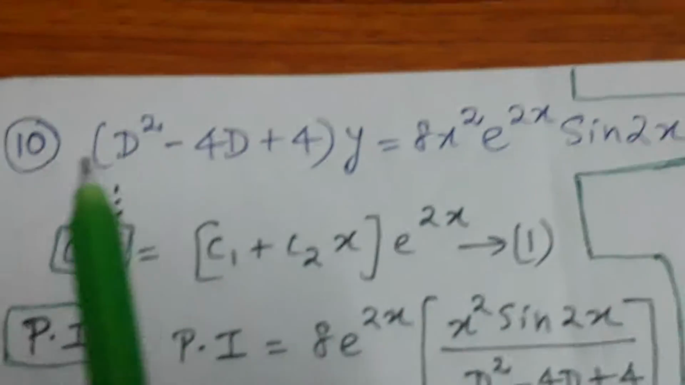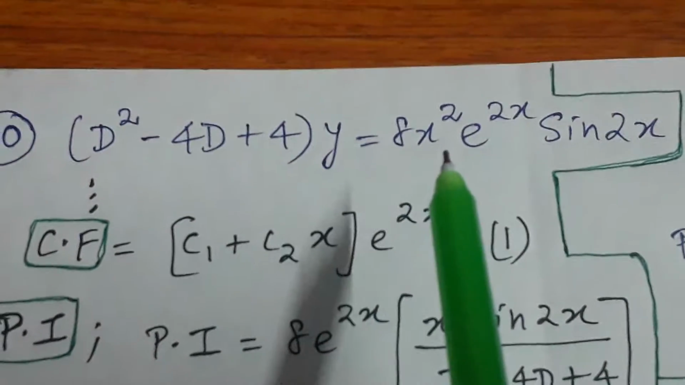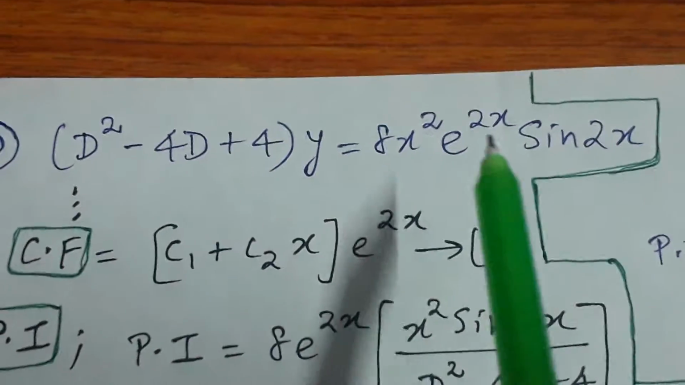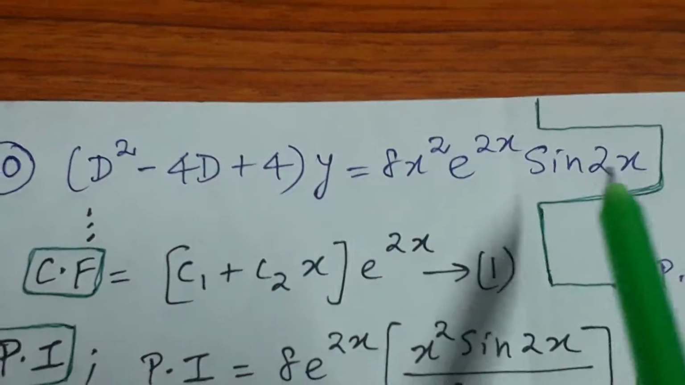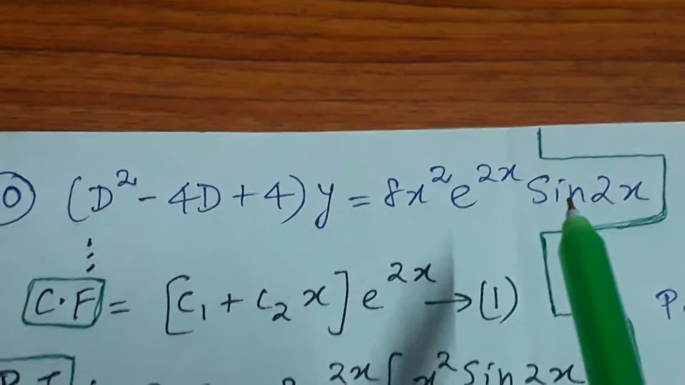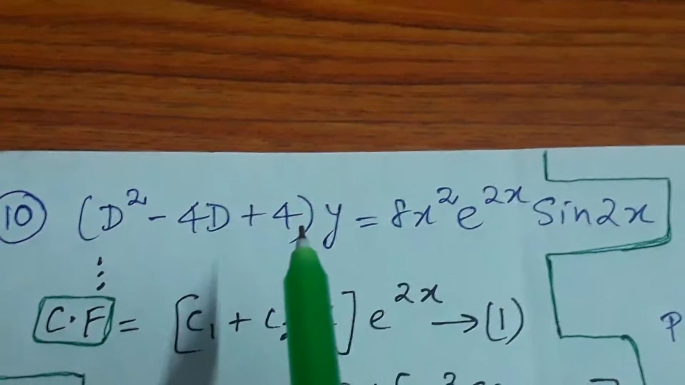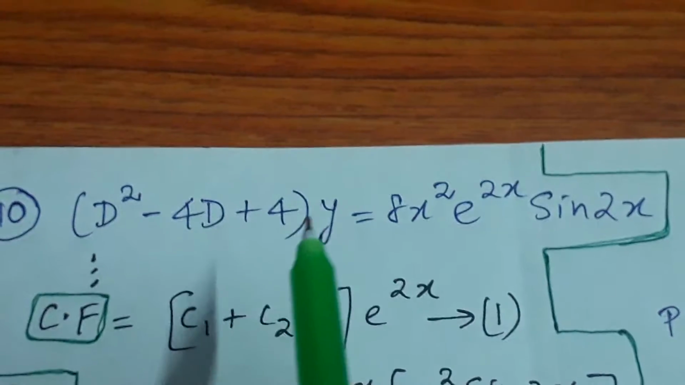The last problem, the 10th one: D square minus 4D plus 4 of y is equal to 8x squared into e power 2x into sin 2x. We have three different terms. How to do it? Listen carefully. Find the complementary function: m square minus 4m plus 4 equal to 0.